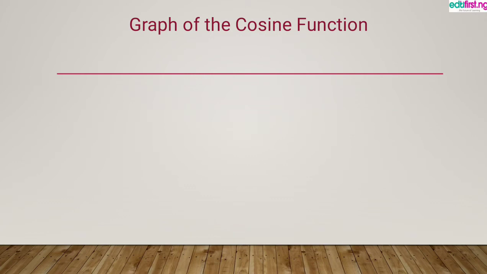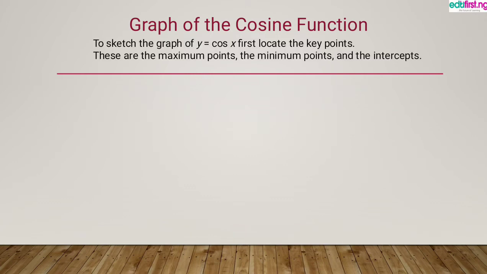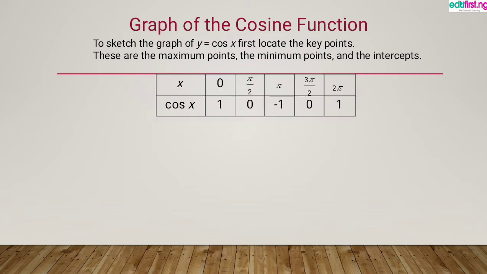Graph of cosine function. To sketch a graph of y equals cos x, first locate the key points. These are the maximum point, the minimum point, and the intercept, just as we did for the sine function. We have our value for x, then cos x. Our maximum point here will be 1, our minimum point here will be -1, and our intercept will be 0.